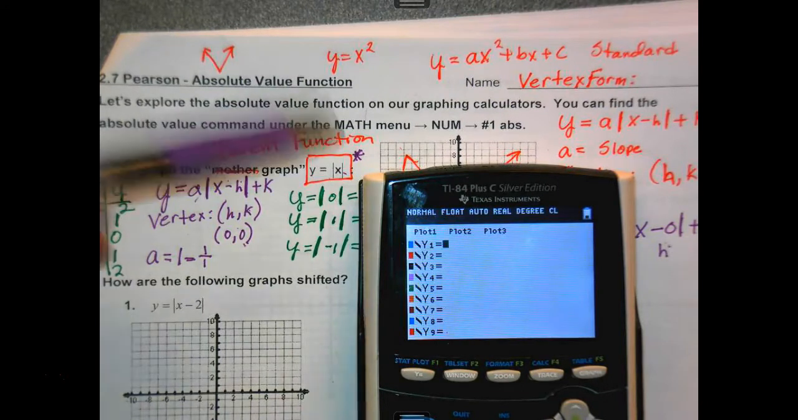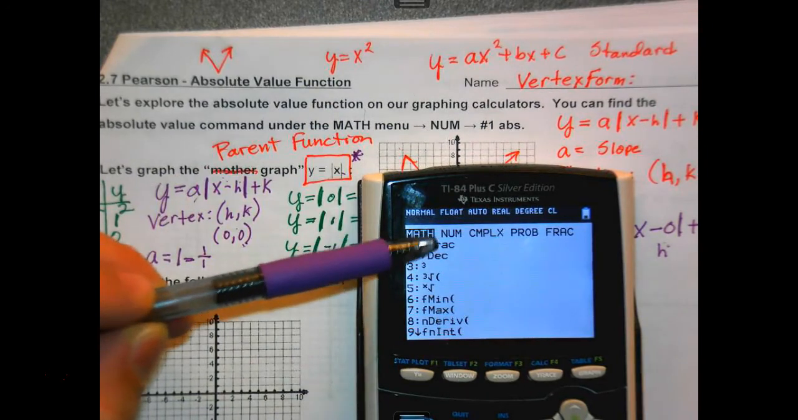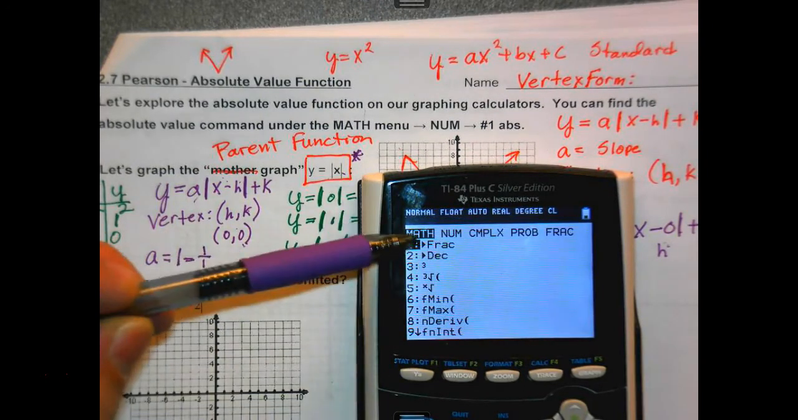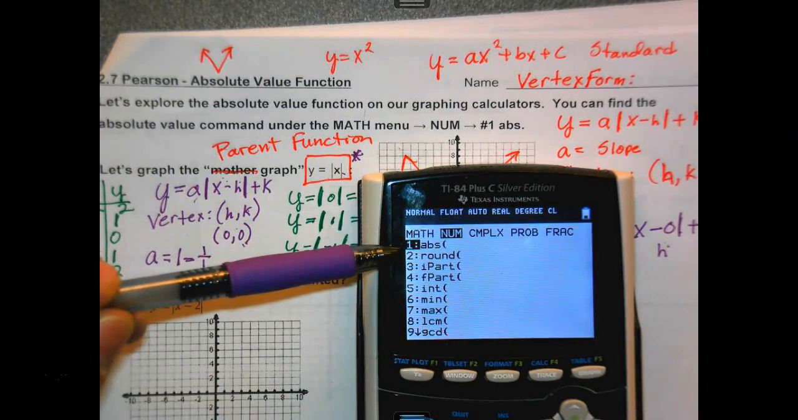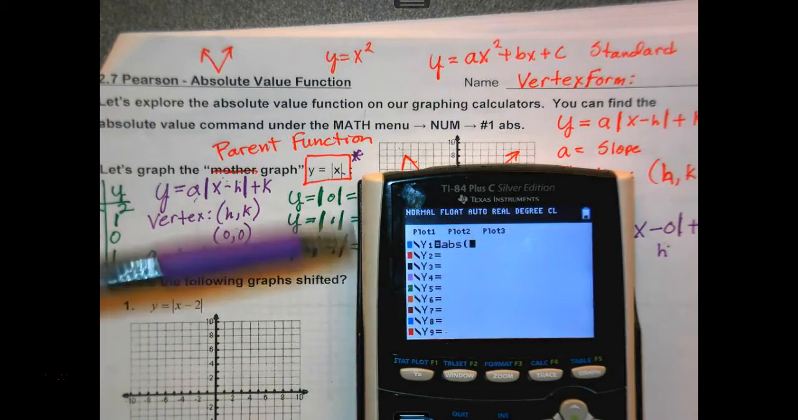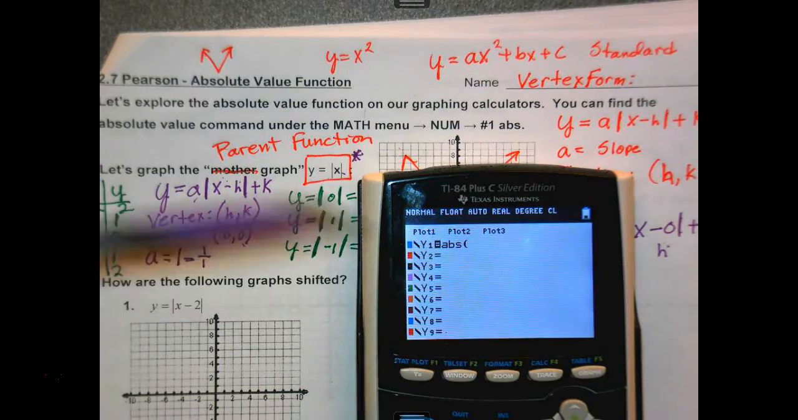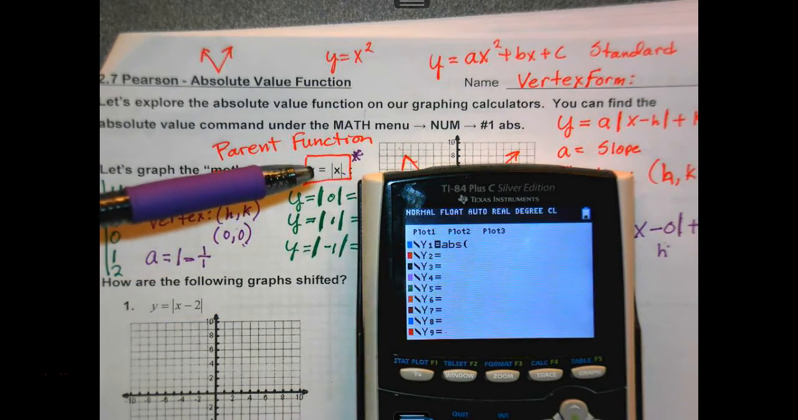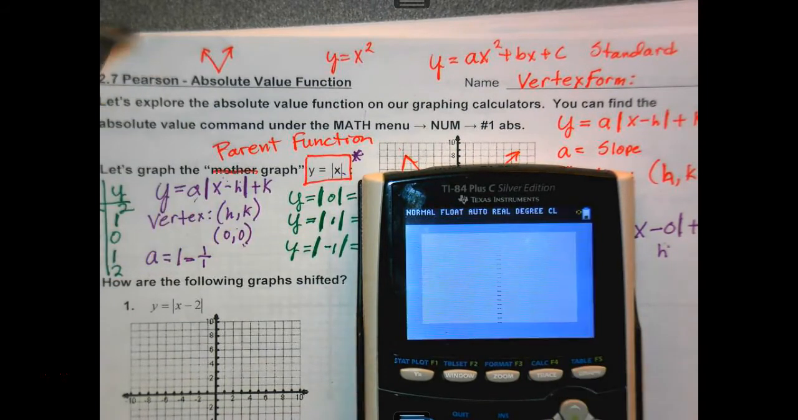Again, the way we get that is we're going to hit the math button. Then I'm going to scroll over to num for numbers and highlight number 1, which happens to be highlighted. Hit enter, and I get ABS, absolute value. Then I'm going to put in my x, close the parenthesis, and hit graph. And there's my function. Isn't that nice?